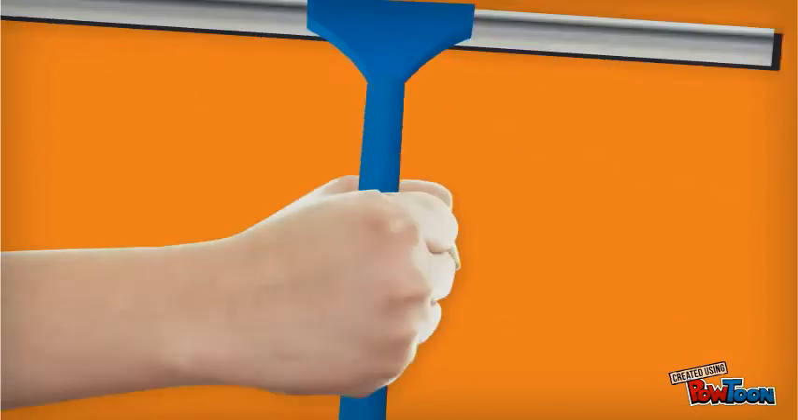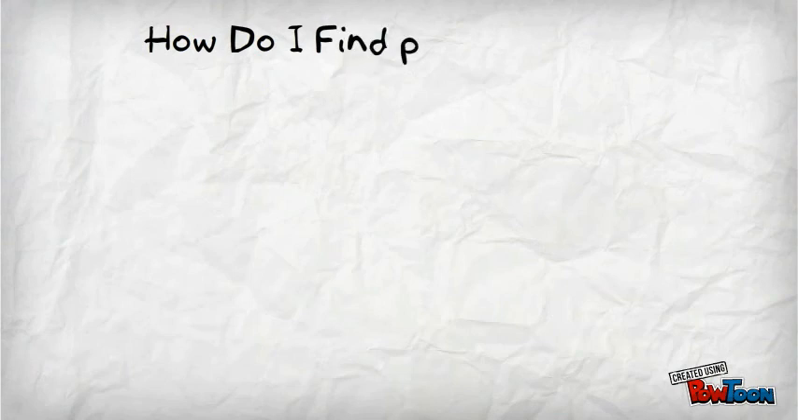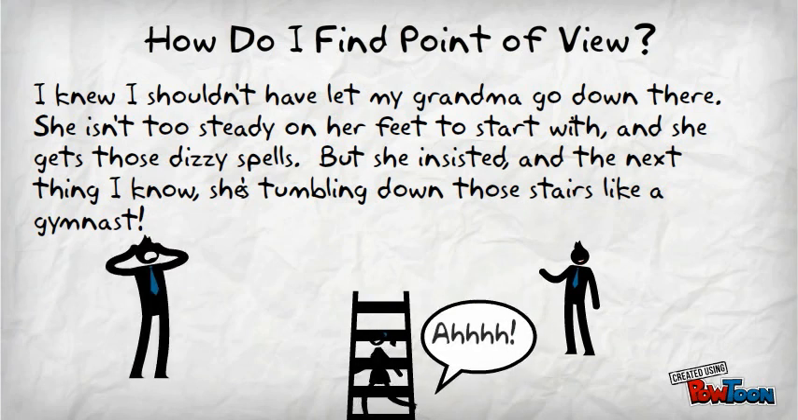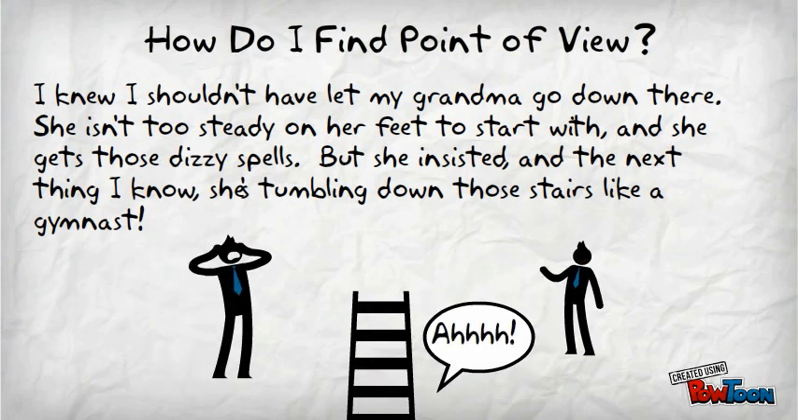To find out point of view in a story, we look for code words. Here's an example. I knew I shouldn't have let my grandma go down there. She isn't too steady on her feet to start with, and then she gets those dizzy spells. But she insisted, and the next thing I know, she's tumbling down those stairs like a gymnast.